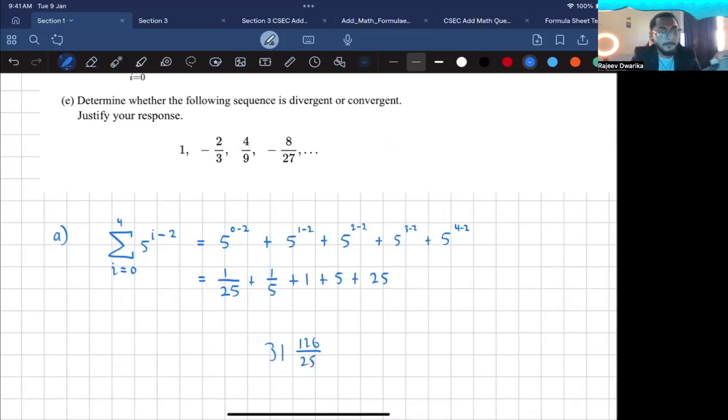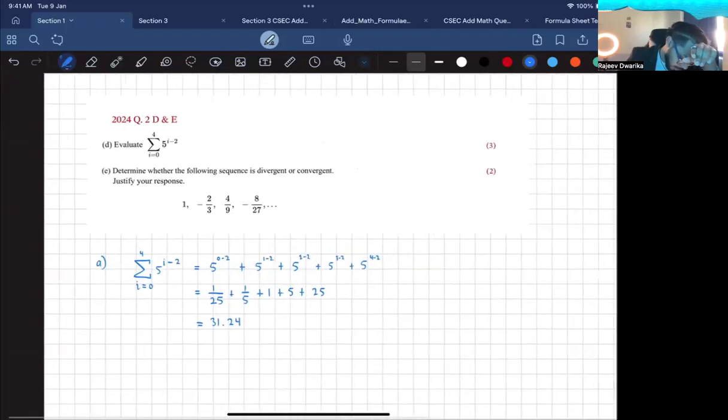I'm going to check. What is 126 over 25? So the answer will be like 32, 125 or something. What is the answer going to be? 781 over 25. Okay, you had to give your answer as either a decimal or a mixed number. 31.24. Okay, that's closer. 31.24, right? Yeah. So that's the answer.